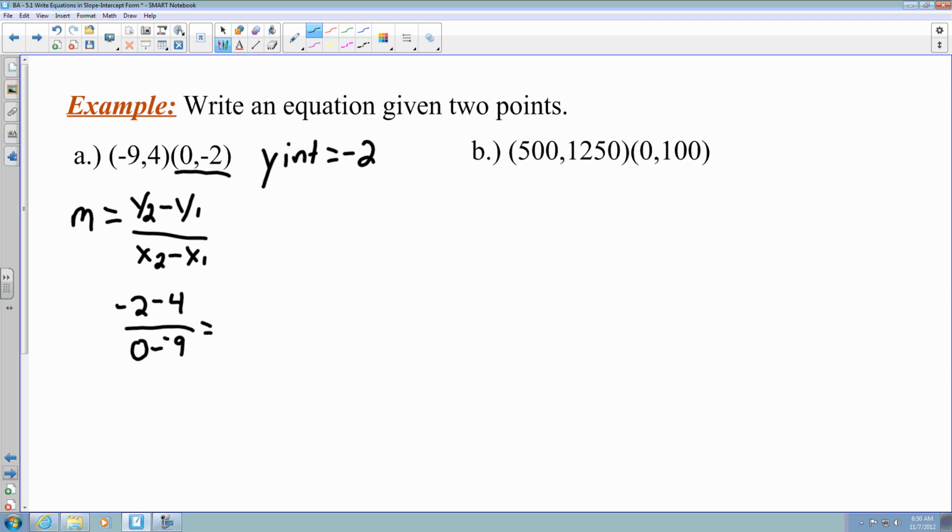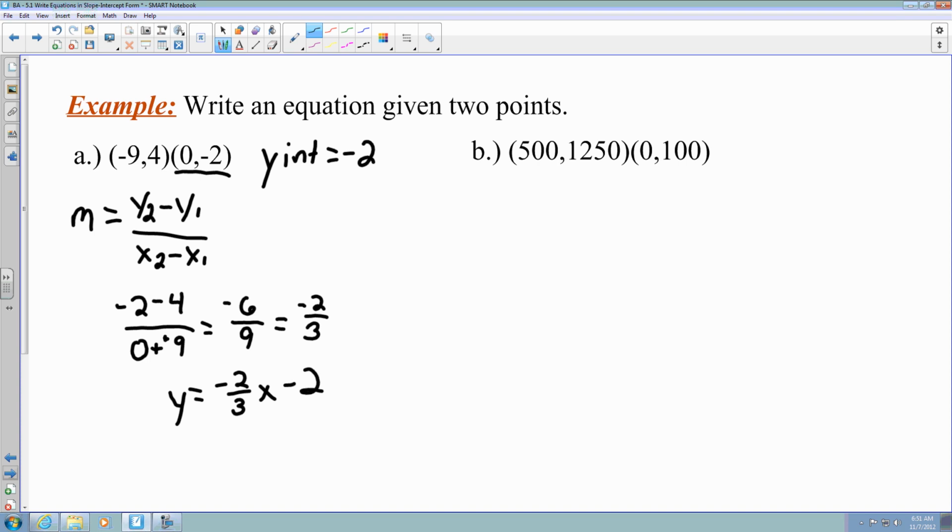And negative 2 minus 4 will give you a negative 6. And this is a plus and a plus, so 0 plus 9 will give you 9. And since this is not in lowest terms, let's put that in lowest terms. Lowest terms would then give you negative 2 over 3. So our slope for this equation is negative 2/3. Our y-intercept is at negative 2. We plug these into our equation: y equals negative 2/3 x minus 2.